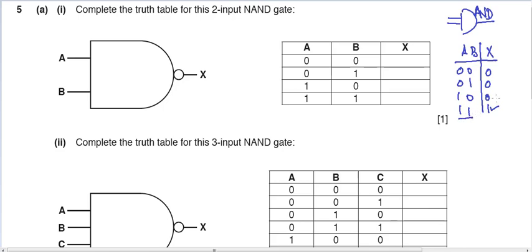And the NAND gate is the exact opposite, right? So when the AND gate gives an output of 0, the NAND gate is going to give an output of 1. So 0, 1, 0, 1, and where it is 1, we're going to get a 0 here.